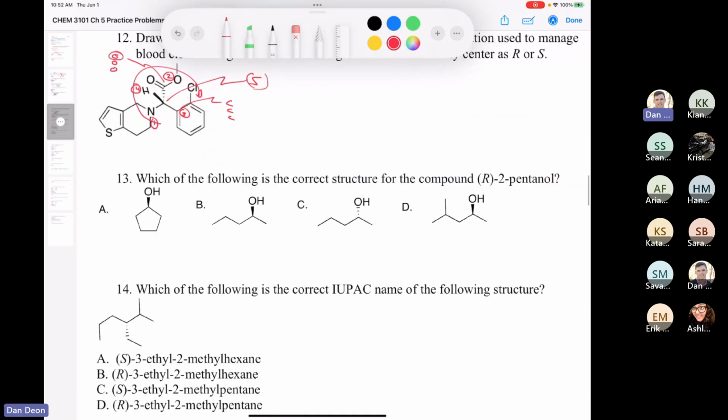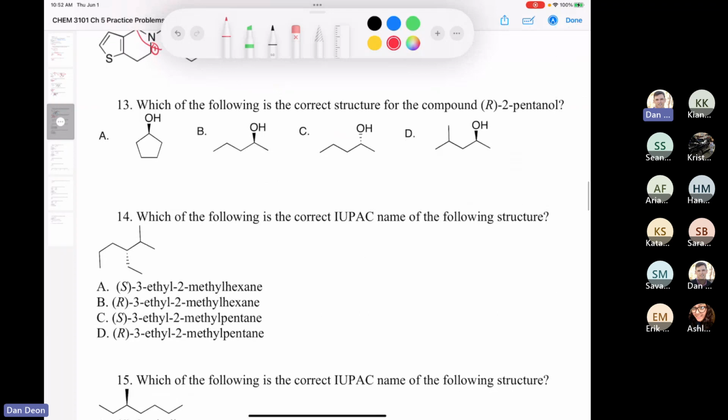Number 13, which of the following is the correct structure for S-2-pentanol? Well, we didn't do alcohol nomenclature, so I'll just do this one with you. If you have 2-pentanol, you'd have a 5-carbon chain, and then it means that the alcohol would be on carbon 2. So you'd have 1, 2, 3, 4, 5. So it's got to be either C or D. Or sorry, B or C.